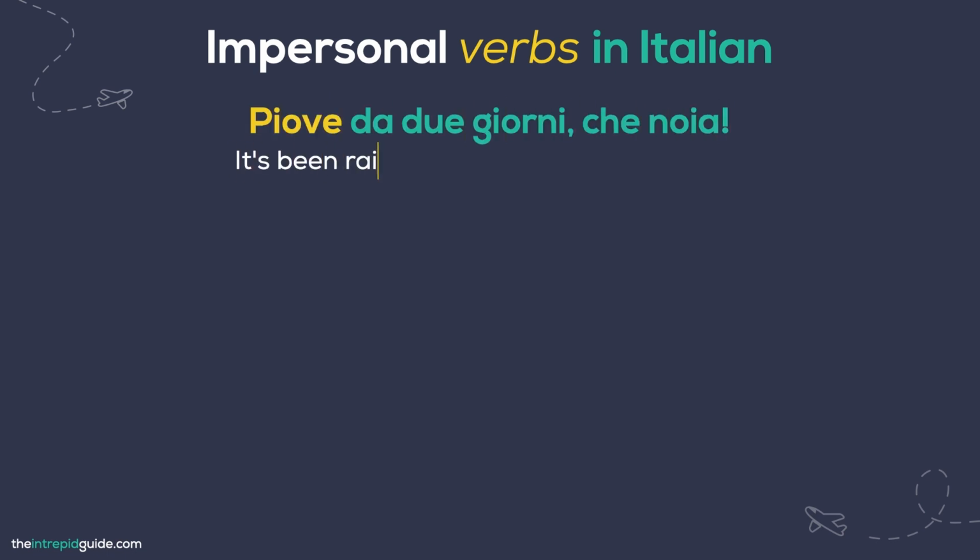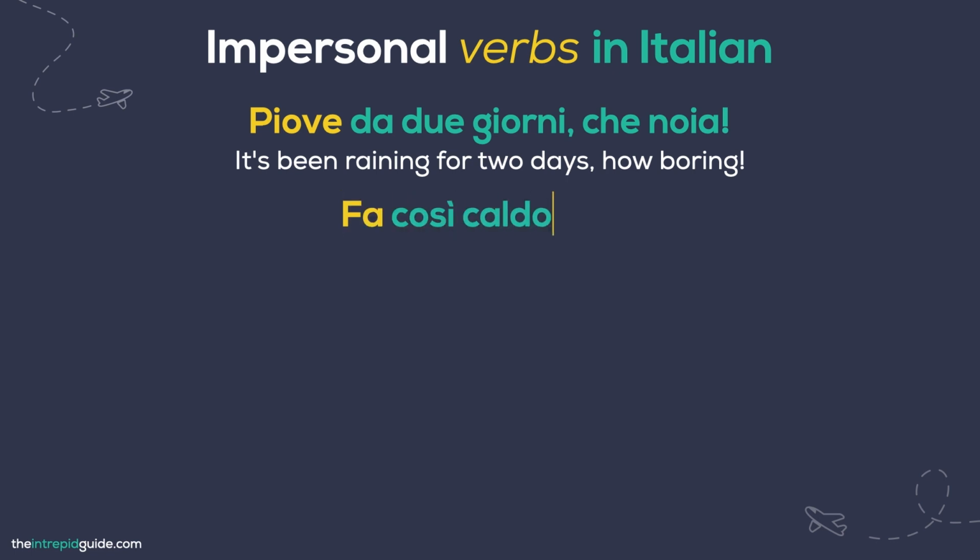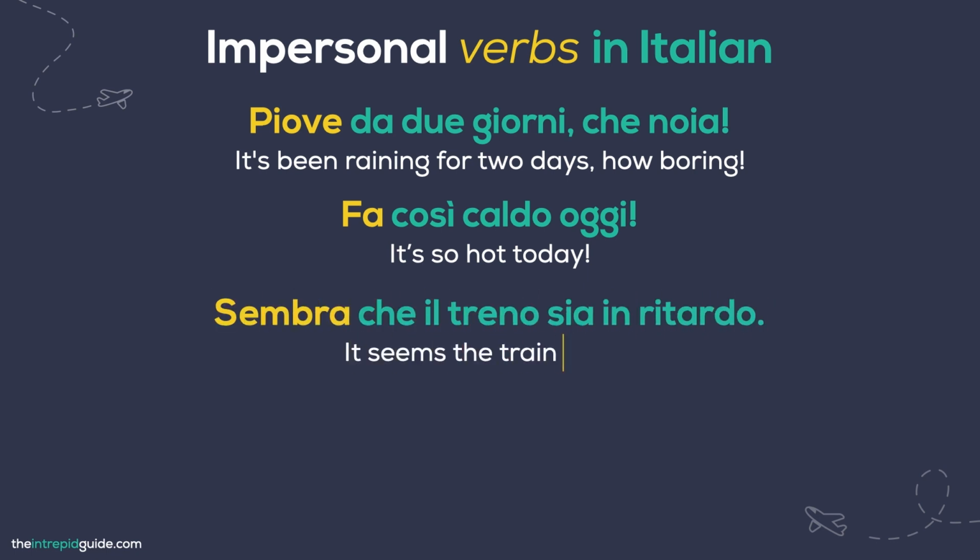Take a look at these examples. Piove da 2 giorni. Che noia! It's been raining for 2 days. How boring. Fa così caldo oggi. It's so hot today. Sembra che il treno sia in ritardo. It seems the train is late.